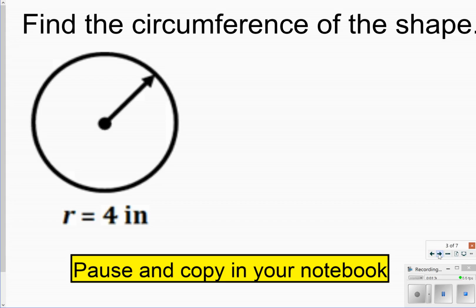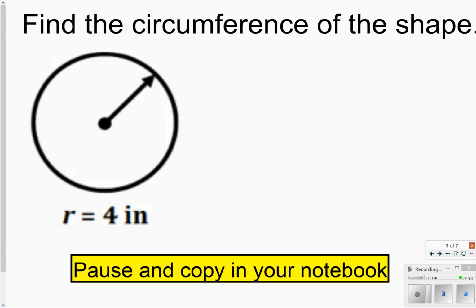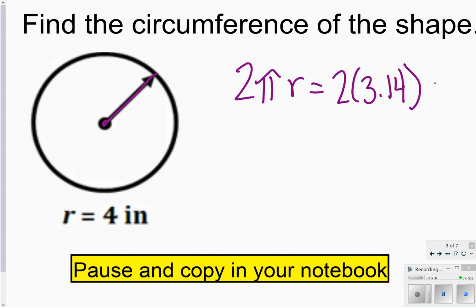All right, let's go ahead and get started then. This is an example that shows us what the radius is. So the radius here is 4. And that's, again, this segment from the center to the edge of the circle. And we want to figure out what the circumference is, what it will take to go all the way around, given that we know the radius is 4. So our formula is 2 pi r, which is 2 times 3.14 for pi, and our radius again is 4.